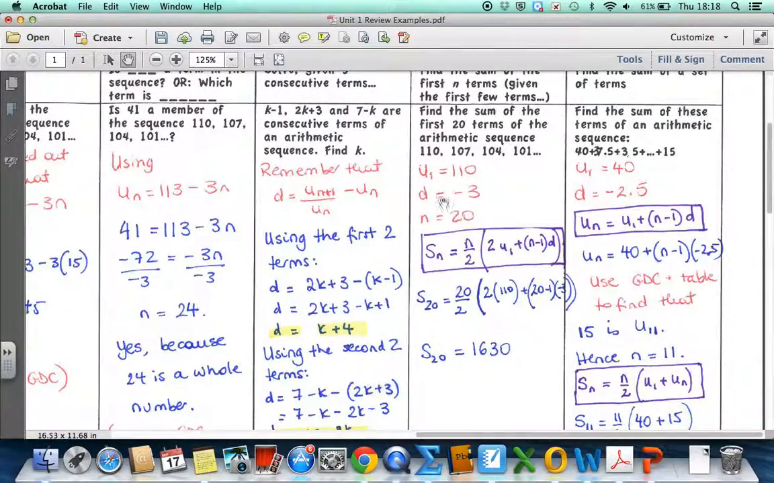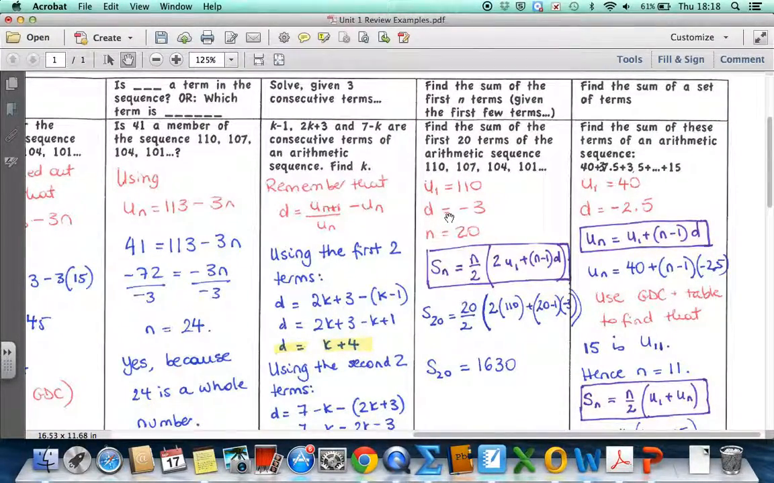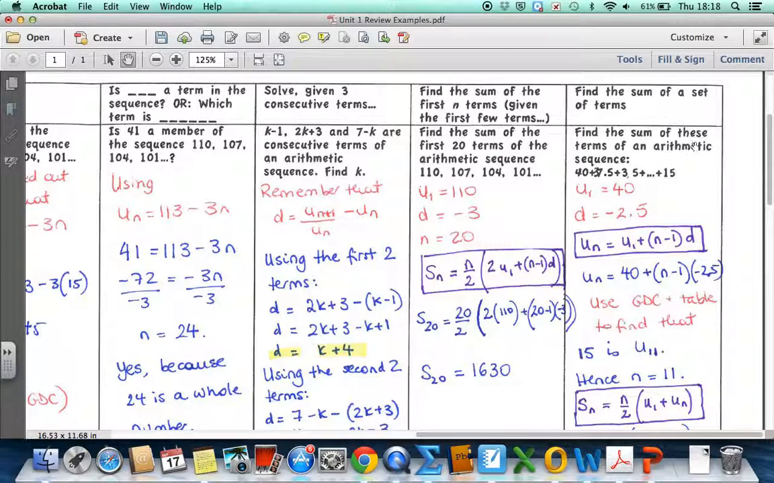All right, 2 more. So here they're asking us to find the sum of the first 20 terms in this sequence. Always start with what you know. U1 is 110, d is negative 3, n is 20. So the sum, this is the formula for the sum, and then I've just substituted the numbers in. Check that you get 1630.